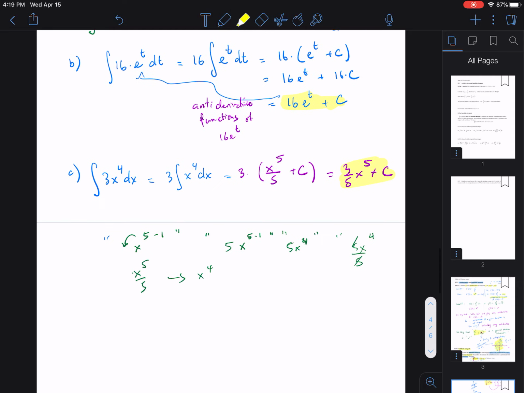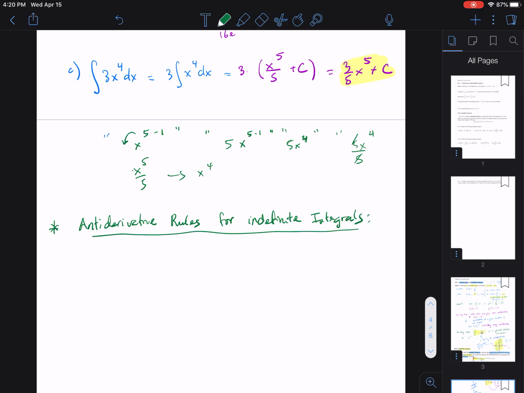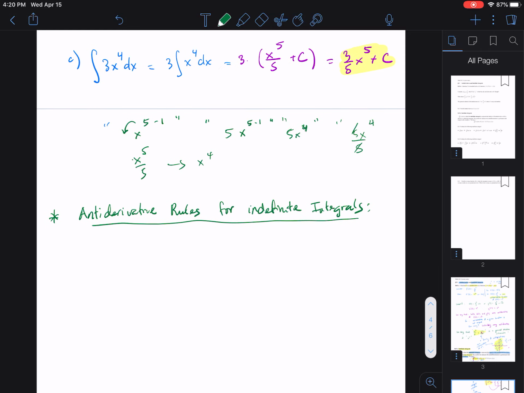So here are our rules for this lesson. Antiderivative rules for indefinite integrals. I always spell this word wrong, derivative. And I would suggest you write these rules on your note card for this chapter. This is where you first start your note card, is write down these rules. So this section we have 3 rules.